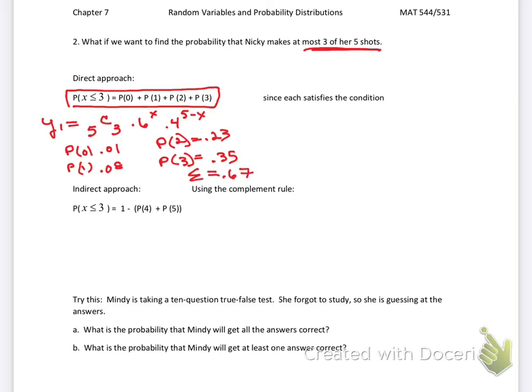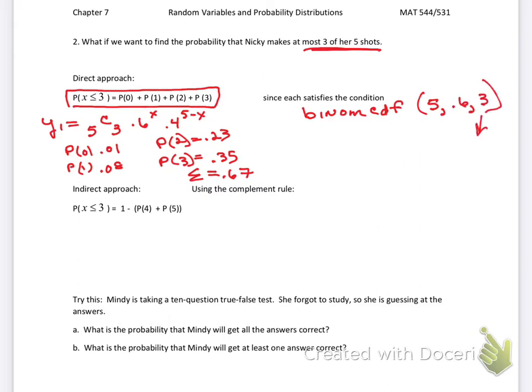Or you can go to second Vars to get the distribution. You're going to use binomial, because you have more than 1, you've got a range, so you're going to use CDF, and you're going to say 5, 0.6, 3.